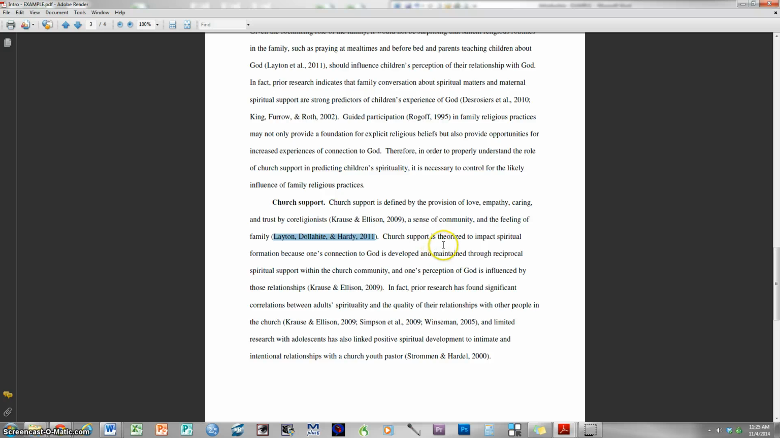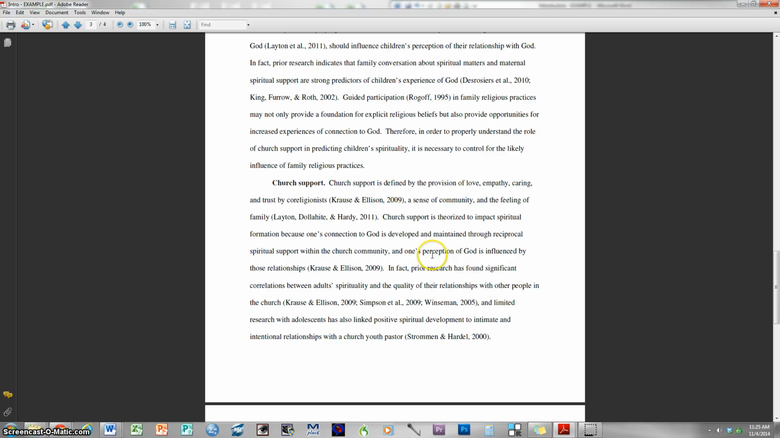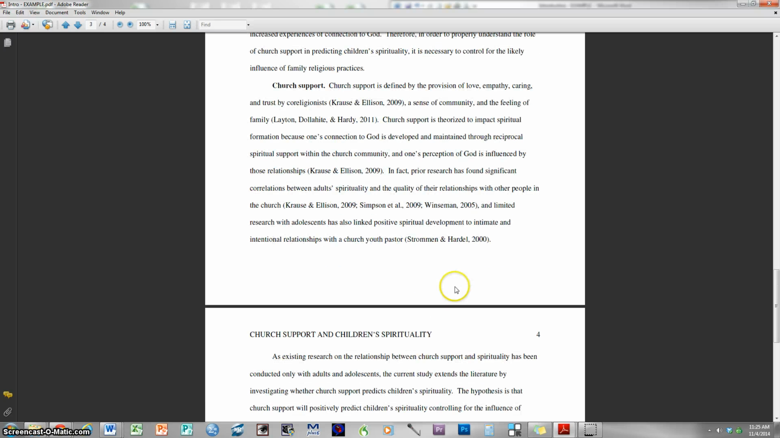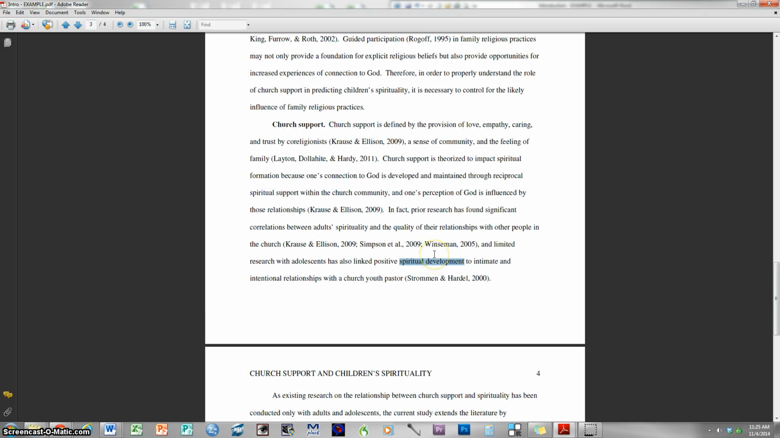Citation. It is theorized to impact spiritual formation because one's connection to God is developed and maintained through reciprocal spiritual support within the church community. In fact, prior research has found significant correlations between adult spirituality and relationships with people in the church, and adolescents' relationships with a youth pastor and their spiritual development. So among adults and among teenagers, there's a relationship between church and spirituality, and there's theory to back up why this would be the case.